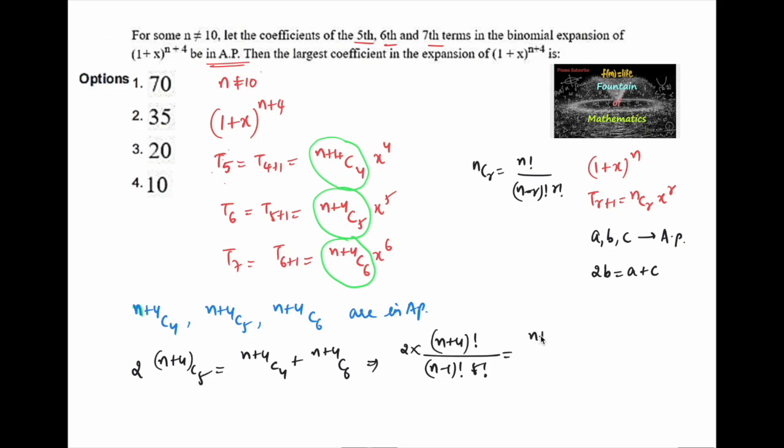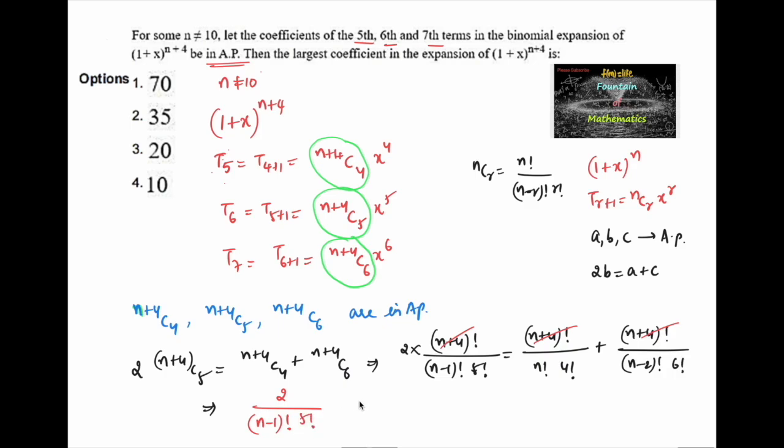which is equal to (n+4) factorial divided by (n+4 minus 4), that is n factorial into 4 factorial, plus (n+4) factorial divided by (n+4 minus 6), that is (n minus 2) factorial into 6 factorial. So here (n+4) factorial in the numerator can be cancelled, and here we can write 2 upon (n minus 1) factorial into 5 factorial is equal to 1 upon n factorial.